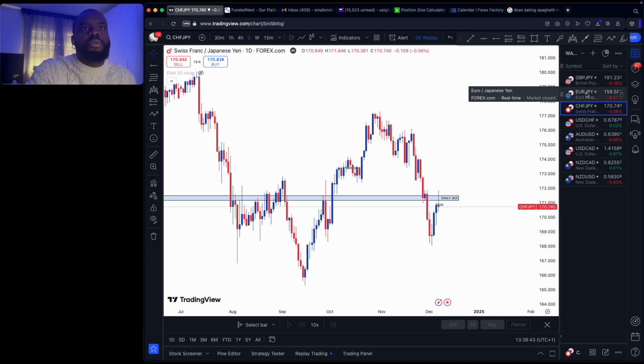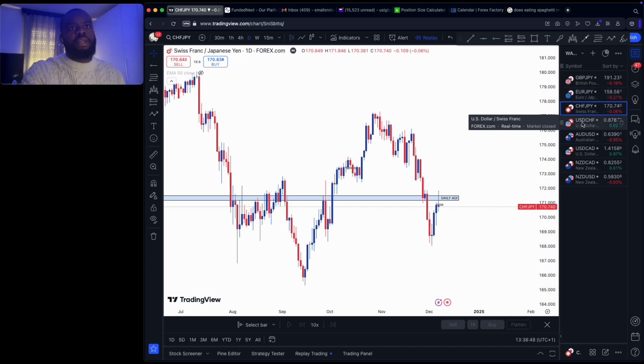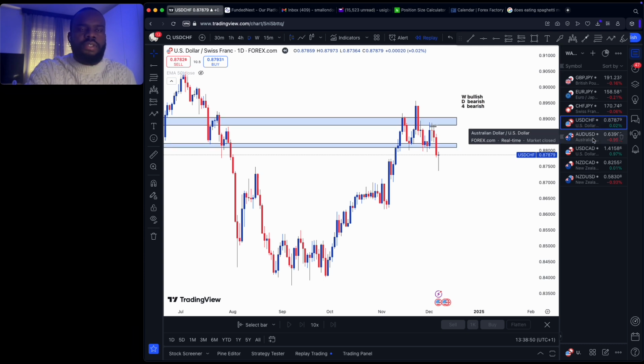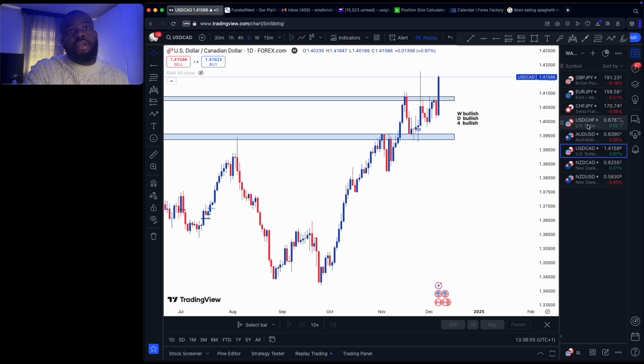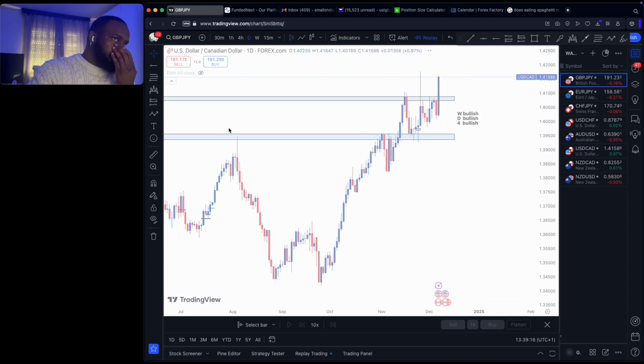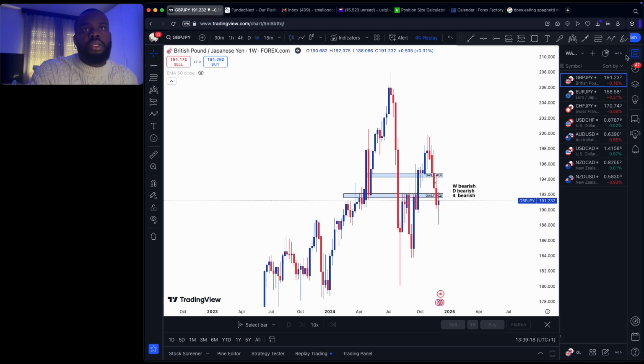So I have GBPJPY, Euro JPY, CHF JPY. Then I think I also have USDCHF, then AUD USD and USDCAD. So the first three are a little bit ready to take between Monday and Tuesday, while the USDCHF, AUD USD and USDCAD are pairs that will be ready by maybe Wednesday, Thursday. So let's start up with the GBPJPY. Let me show what I'm seeing over there.